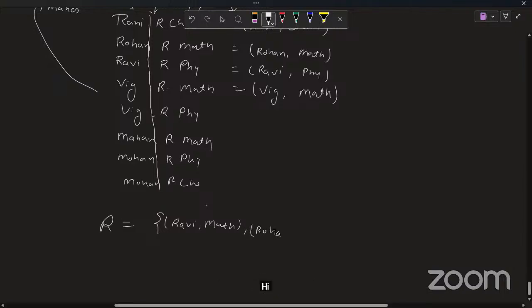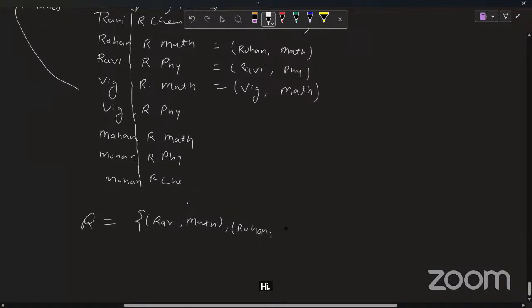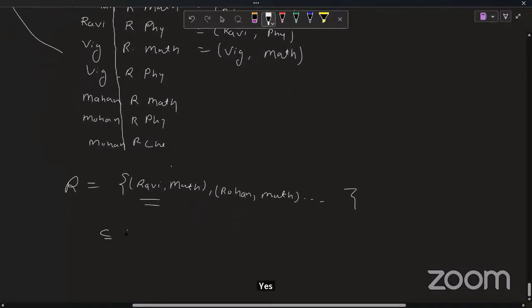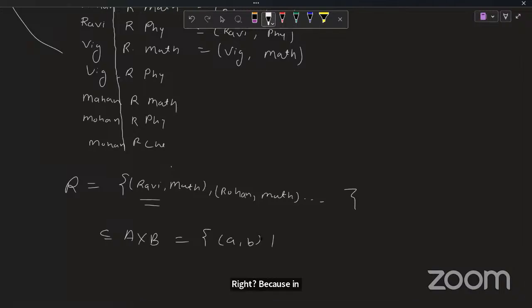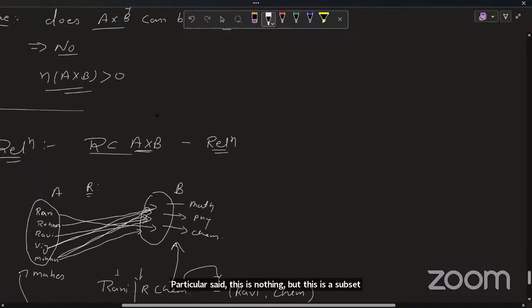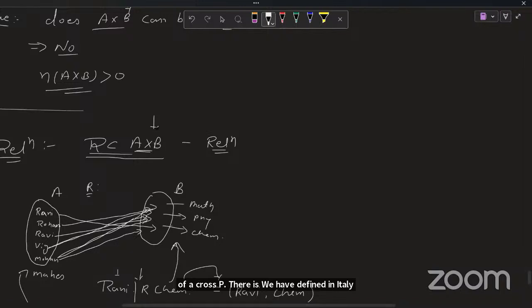These are the elements inside this relation, right? Yes, sir. If you closely see, this is nothing but a subset of A cross B, right? Because in A cross B, what kind of set is this? We are taking A and B, where first elements are coming from A and second elements are coming from B. So this particular set is a subset of A cross B. That is why we defined initially that any subset of A cross B is a relation.